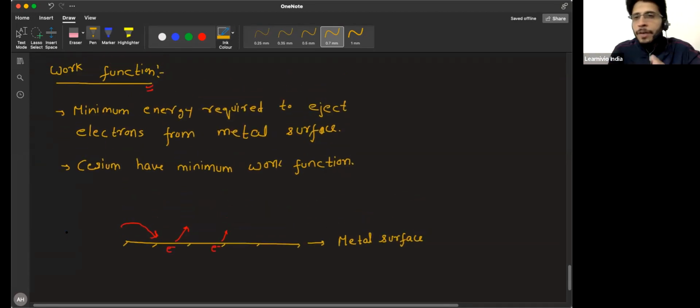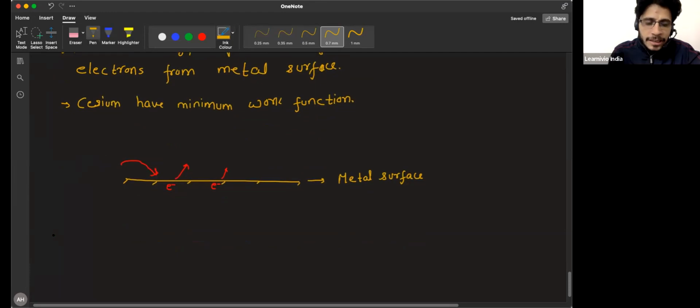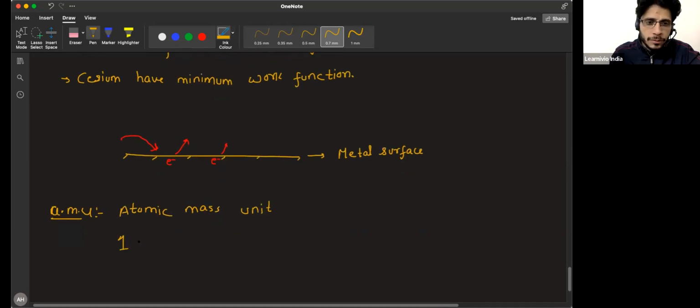The unit of mass that we use in modern physics is not kg. Usually, mass is given in AMU, atomic mass unit. One atomic mass unit, one AMU, is 1.67 into 10 raised to the power minus 27 kg. This is how you convert one AMU into kg.